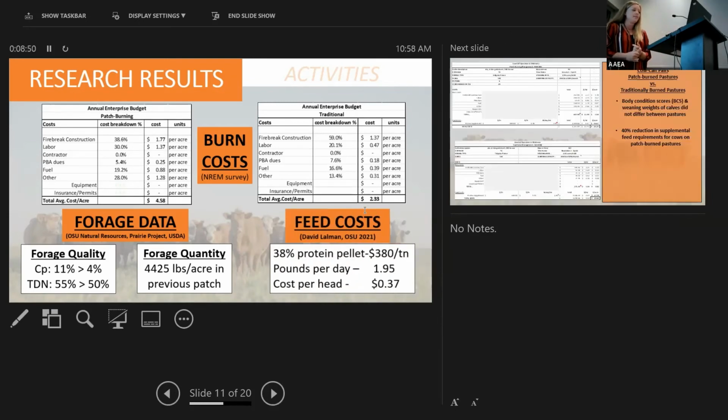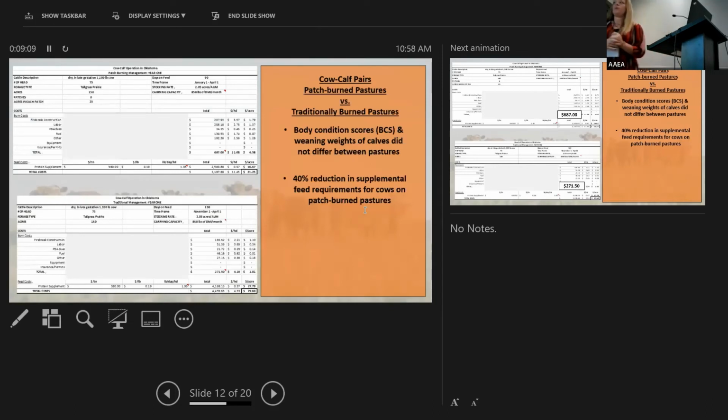And then lastly, we have the feed costs we acquired from Dr. David Lalman at OSU. We use the price of a 38% protein pellet, which is around $308 per ton. And we feed at a rate of 1.95 pounds per day, which rounds out to about 37 cents per head. And so putting all those pieces together, we based this budget on the particular study done looking at cow-calf pairs on both patch burned pastures and traditionally burned pastures.